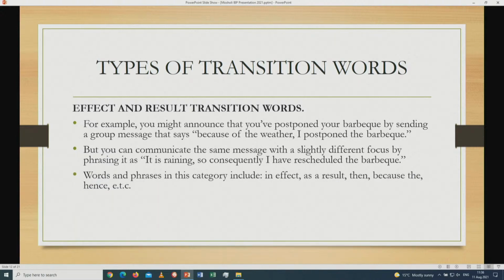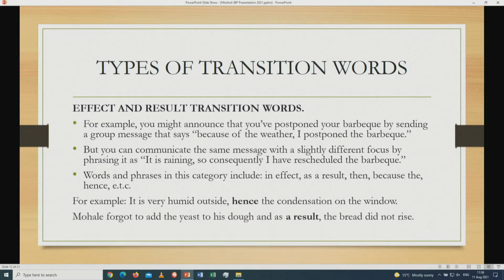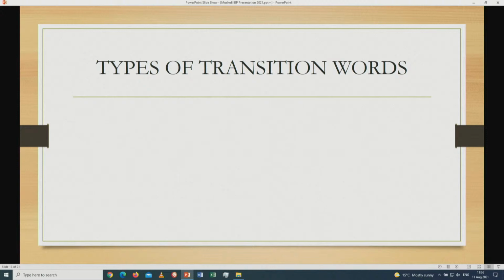Words and phrases in this category include in effect, as a result, then, because, hence, etc. For example, it is very humid outside, hence the condensation on the window. Mohale forgot to add the yeast to his dough, and as a result, the bread did not rise.